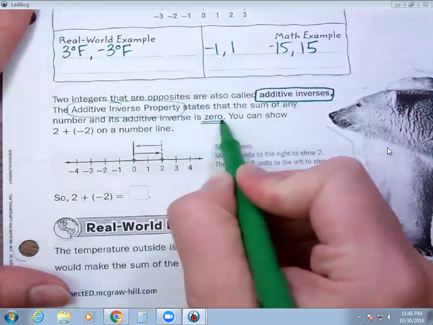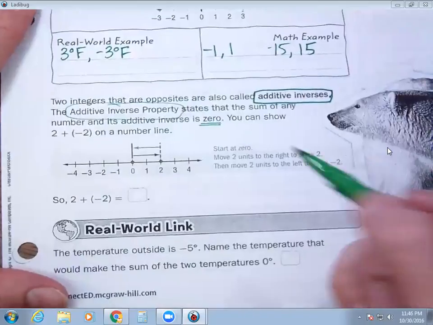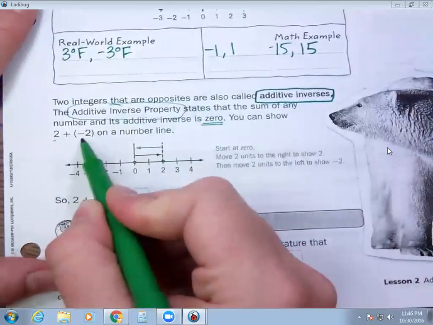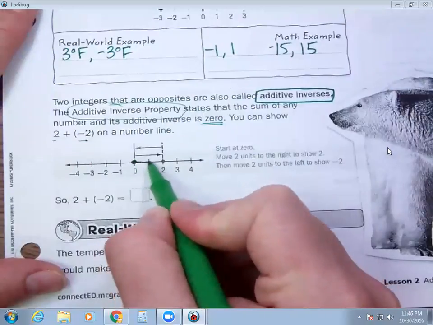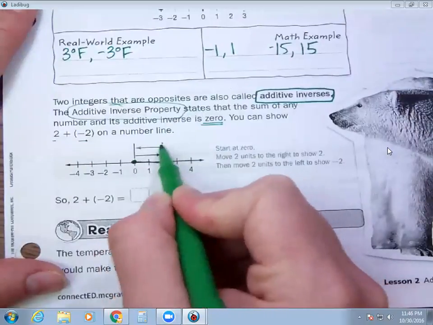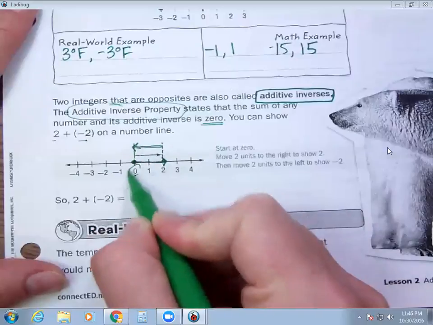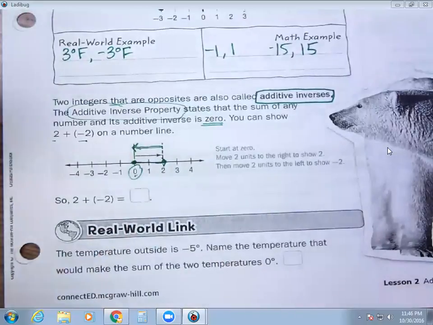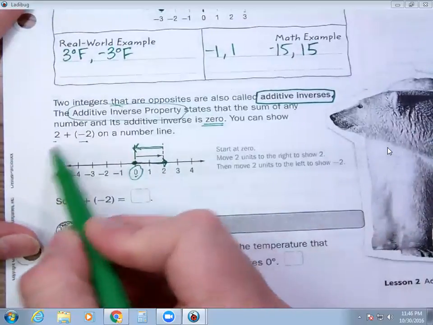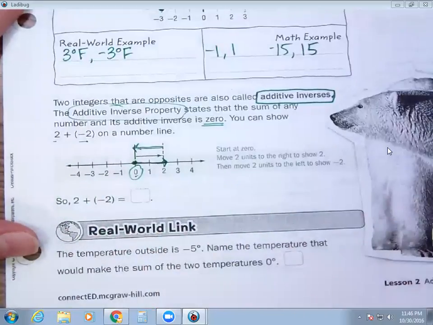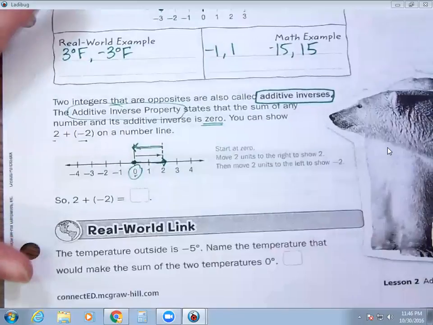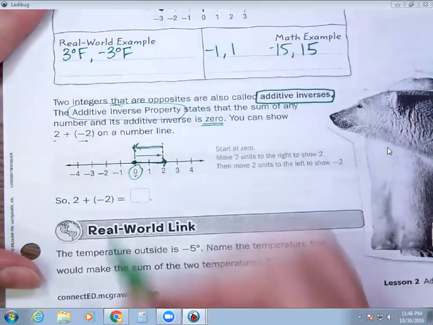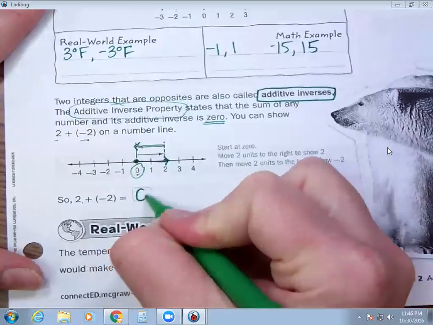So you don't need a math nerd to tell you that 2 plus -2 is 0 on a number line. We start at 0, we go up 2 in a positive direction, and we come back 2, and you land on 0. You don't need a math nerd to say the additive inverse property says that when you add the opposites, you know this. You know that if I give you 2 and then I take them away, that you're going to end on 0, right? With 0 cookies. So 2 plus -2 is 0. They cancel each other out.